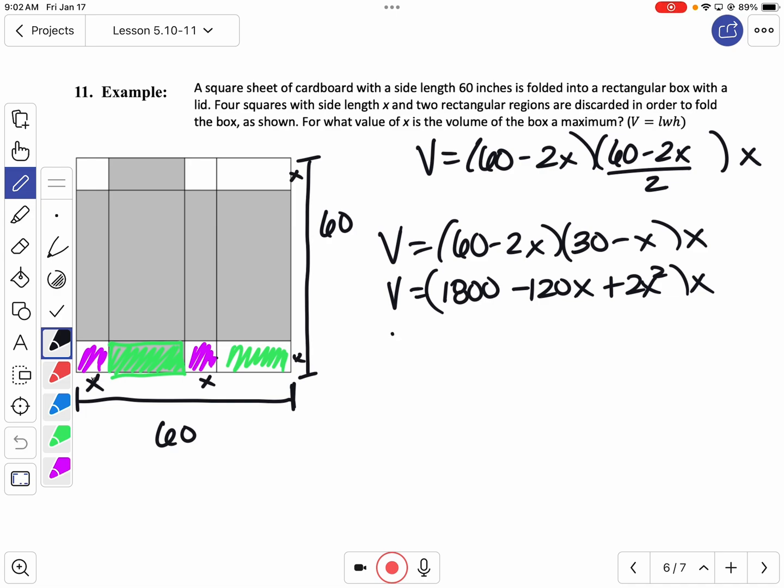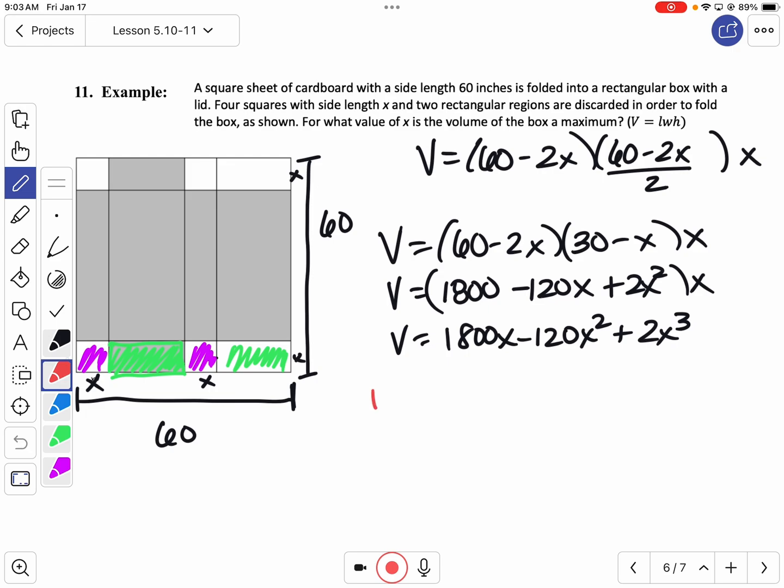All right, so that's going to give me 1,800x minus 120x squared plus 2x cubed. Okay, so there's my volume formula. All right, now what are we going to do?